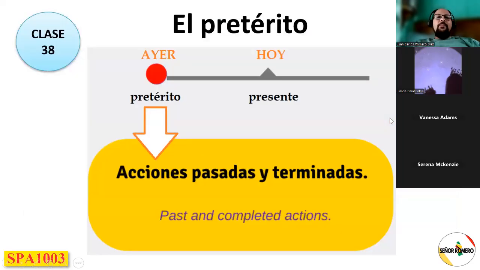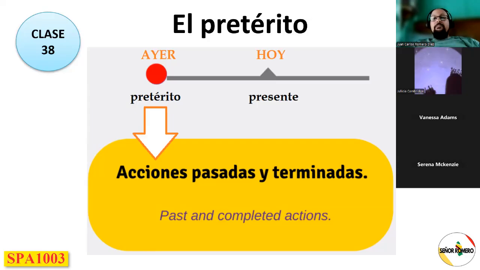El pretérito de los verbos regulares. The preterite of the regular verbs. When you are going to talk about something that happened in the present, you use the present tense of the verb. As in, I speak Spanish now.